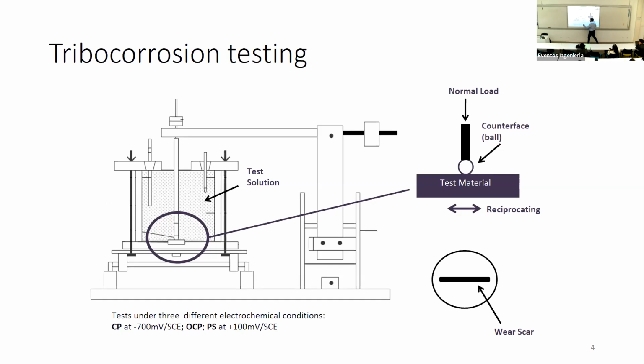So during the tests, we apply a load to get some contact stress, and we apply reciprocating sliding, and during the sliding we can measure the friction and the electrochemical parameters. So this is basically a magnification of this region, and this is the resultant wear scar that forms on the disk after the test.